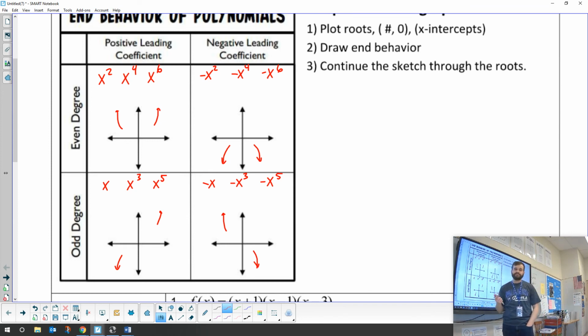So first step, decide how your graph is opening. Second step, find your zeros, or I might have got that wrong. First, plot the roots, then draw on your end behavior, and then just connect the dots. That's really all that we're doing today. It's just interpreting, finding where it goes, but we're not getting super specific.